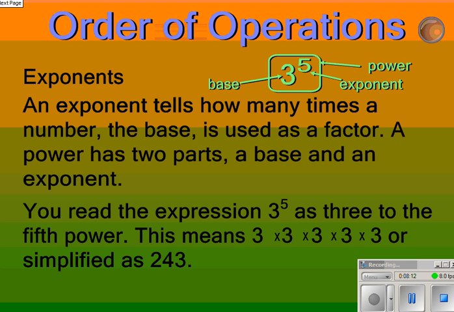Exponents. Another thing to keep in mind is an exponent tells how many times the base is used as a factor. A power has 2 parts, the base and the exponent. So your base, the exponent tells you how many times you are going to multiply that base by itself. You do not take the base times the exponent. So the base 3 with an exponent of 5 is read as 3 to the 5th power. And it means 3 times 3 times 3 times 3 times 3, or it can be simplified as 243.